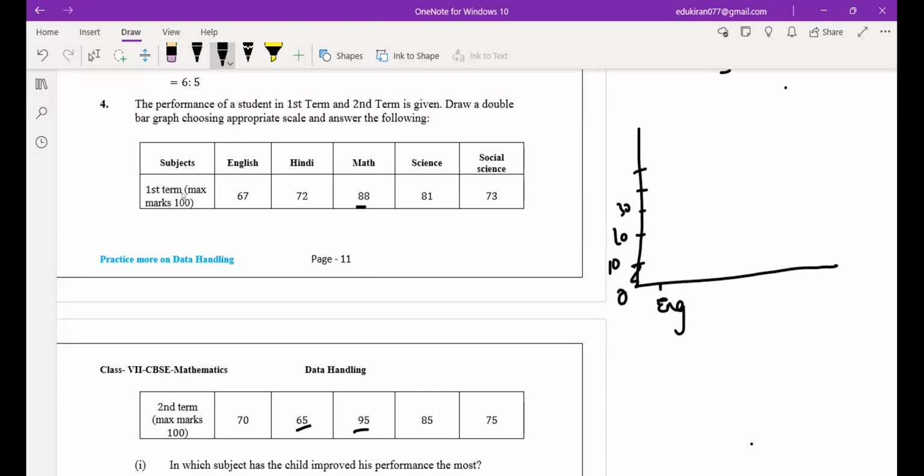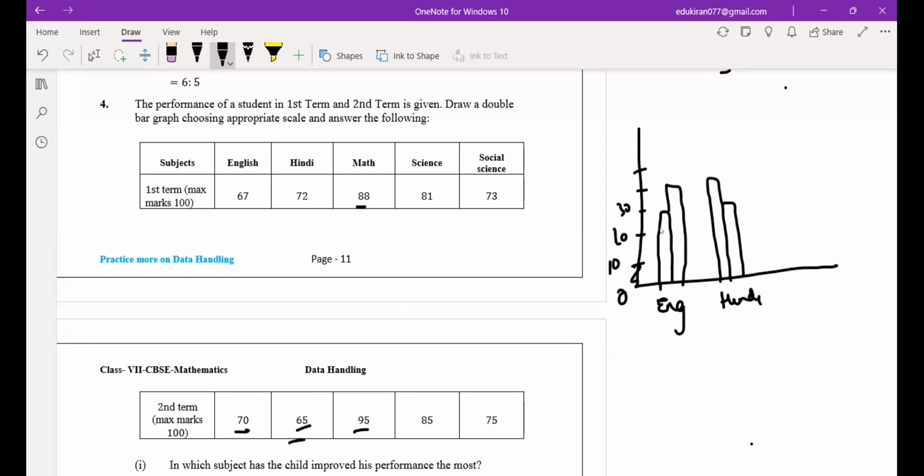So English, the term one is 67. So for example, 67 comes here. And in the second term, it is 70. So here itself, you will make 70. Done for English. Then for Hindi, it is 72. So for example, 72 is here, and for the second term, it is 65. So 65 is here. So this will be your Hindi.